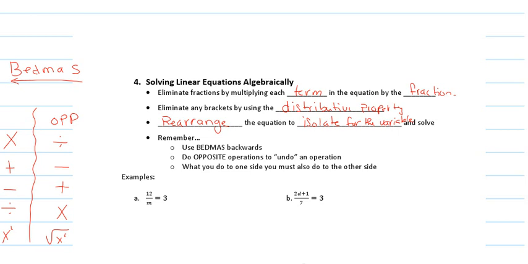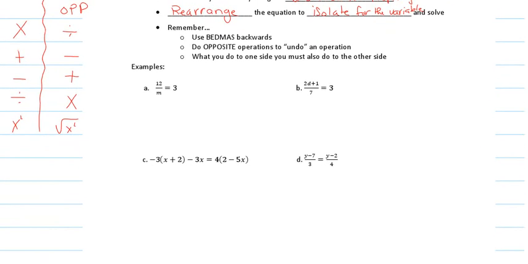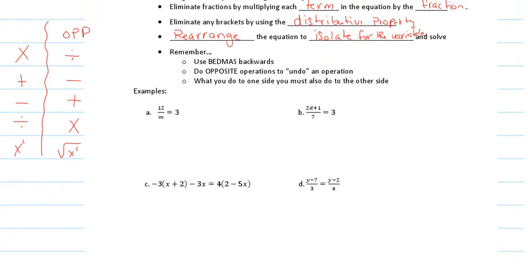So, I have 12 over m equals 3. What's the letter that I want to isolate for? m. Where is m, numerator or denominator? Denominator. So this is not the easiest one to solve for. It's not the hardest either, but it's not as easy as if I had m divided by 12.